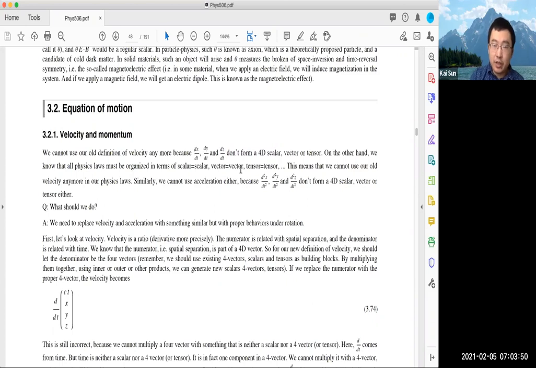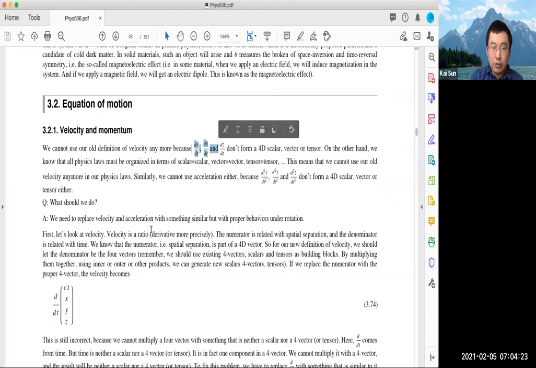The reason we can't do this is because this dx/dt, dy/dt, dz/dt is not a 4D scalar, nor a 4D vector, nor a 4D tensor. If we want to write down our equation of motion, we have to follow the structure of scalar equals scalar, vector equals vector, tensor equals tensor, so we can't use them. This is neither of them, so we can't do it. So what should we do?